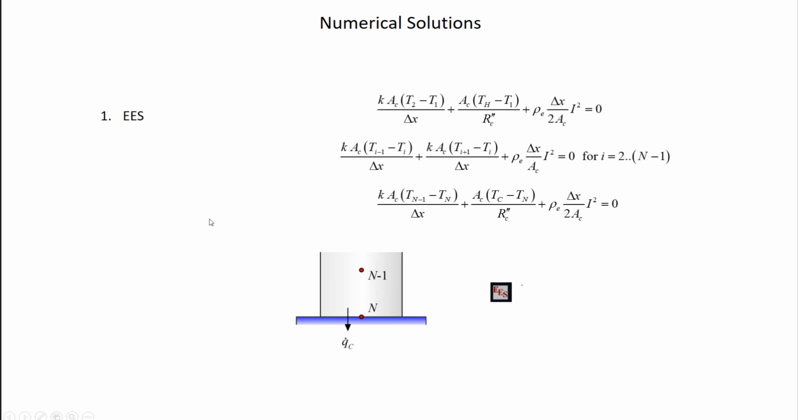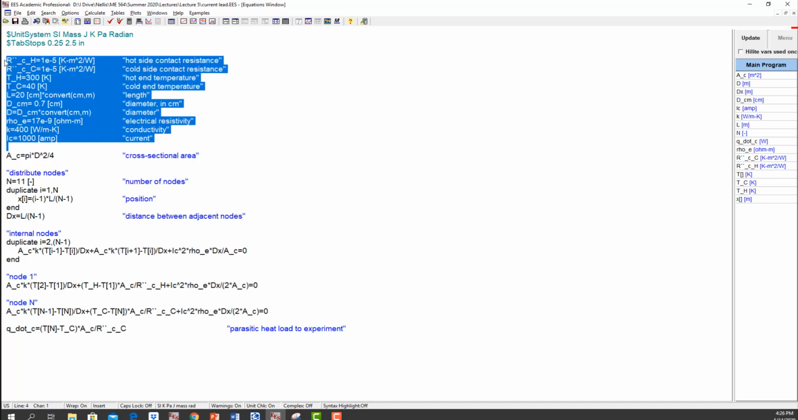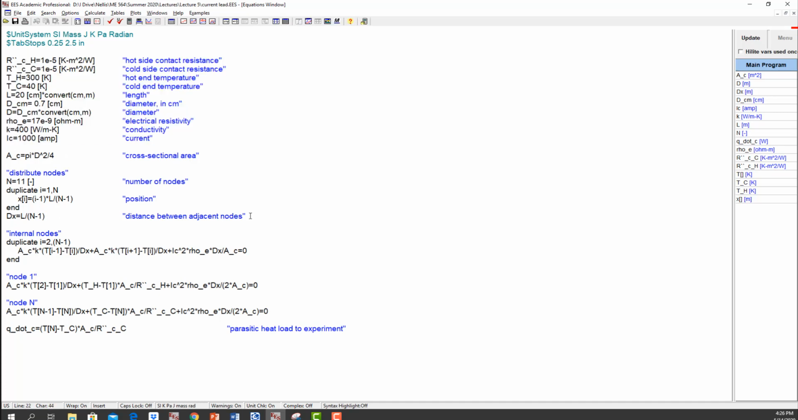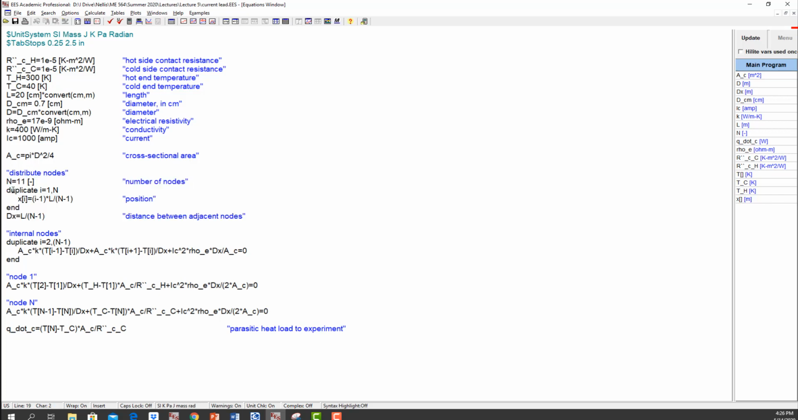I'm going to use arrays to do this because that's going to make my life easier. Let's see if I can open up EES here. So here's EES. This top part is just all the inputs. This is distributing my nodes. So I guess one thing you'll see is I have a duplicate loop here to do this, and I'm using arrays, right? So this equation right here that's inside of this duplicate loop is going to be duplicated for I equals 1 to n, right? That's what this means.